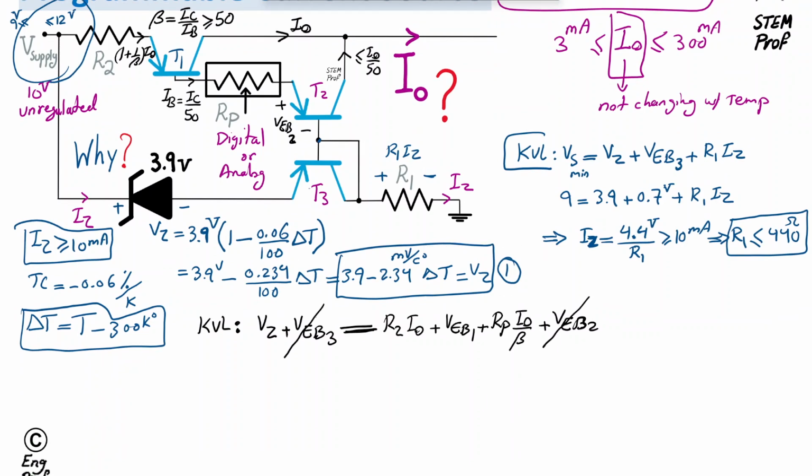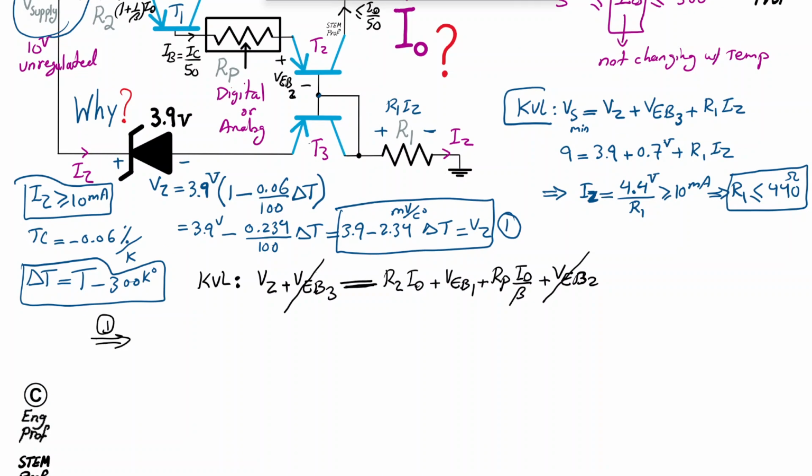So I am going to write that now using equation 1, I can get VZ. I'm going to substitute using what I found here. So 3.9 minus 2.34 millivolt per degree C times delta T is equal to, let's package R2 and RP over beta together because they're both multiplied by I out. So I can have R2 plus RP over beta times I out.